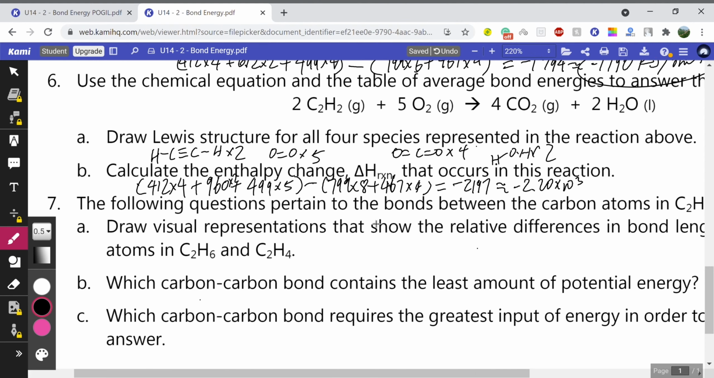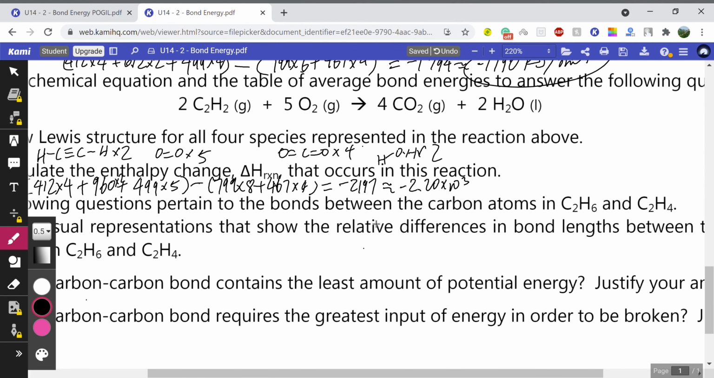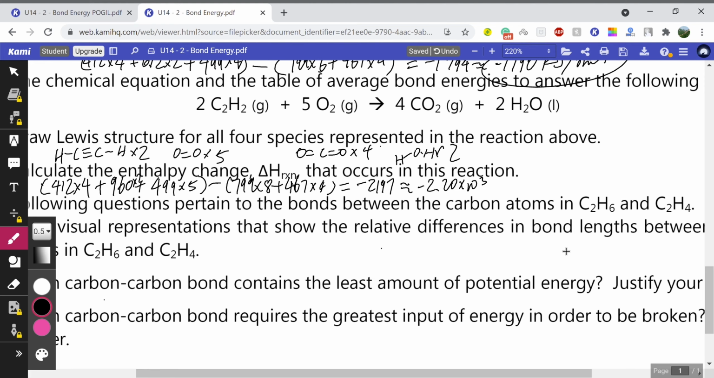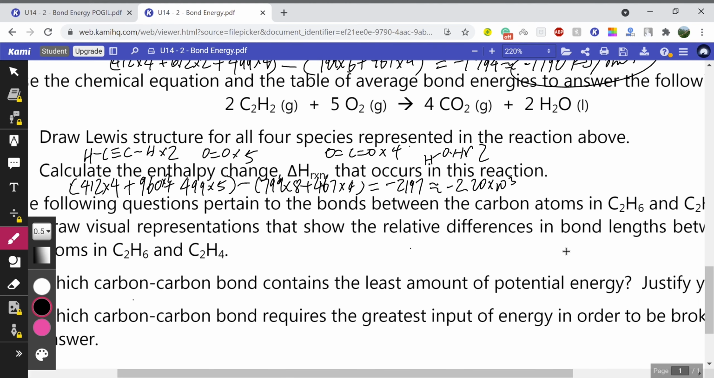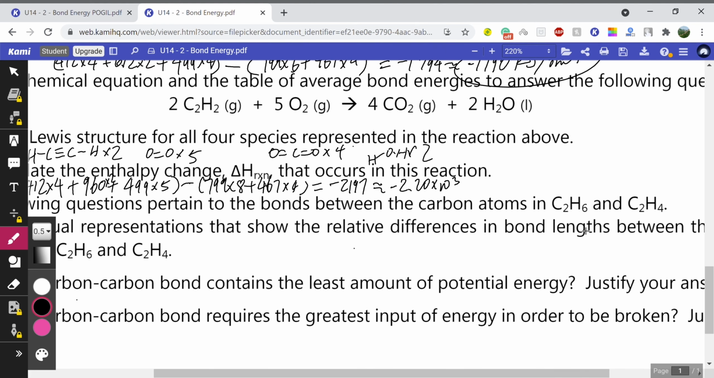Number 7, the following questions pertain to the bonds between the carbon atoms in C2H6 and C2H4. Draw the visual relationships that show the relative bond lengths. So we have a C and C bond and a C double bond, right? So this one, C, is gonna have 3 H's all attached to it, and it's gonna have a long single bond to C with 3 attached to it, because we need to show the relative differences in bond length.